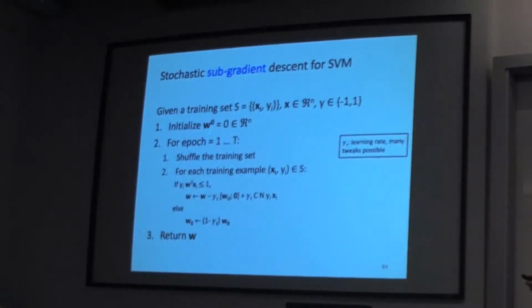Okay, so any question regarding this stochastic subgradient descent framework? Everyone's comfortable, right?